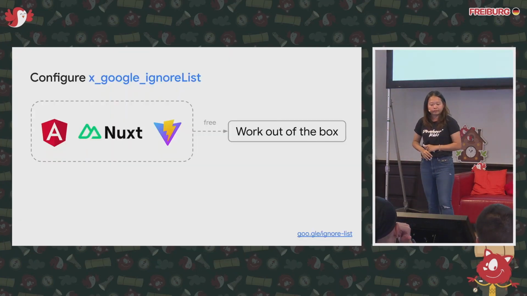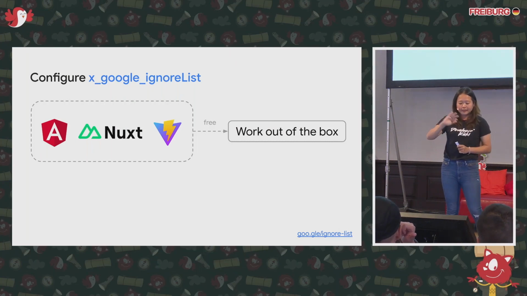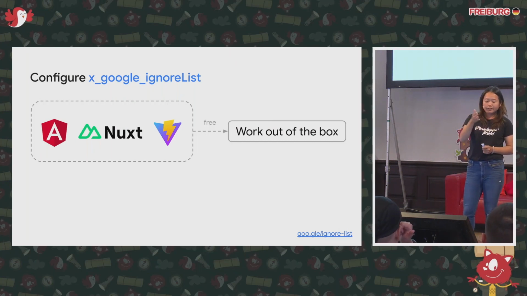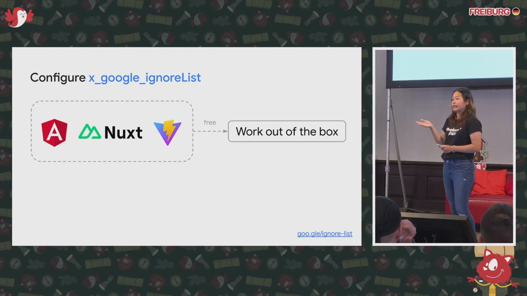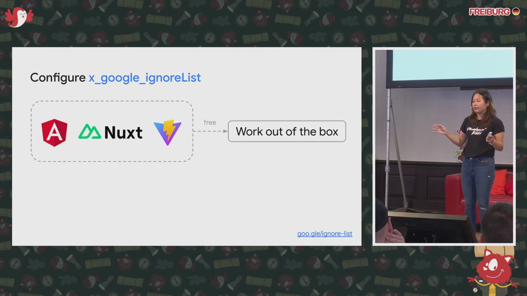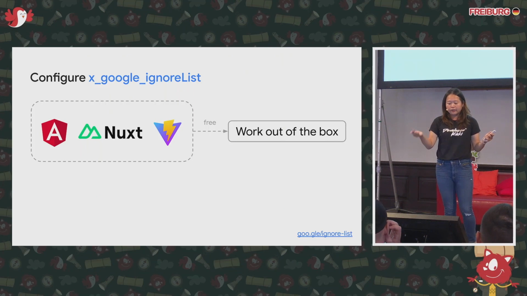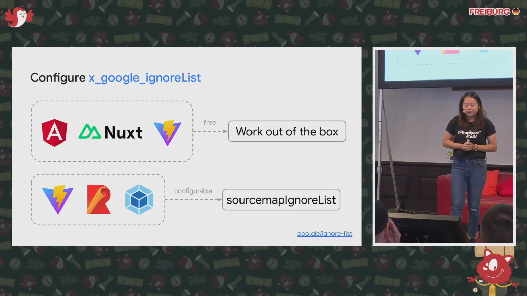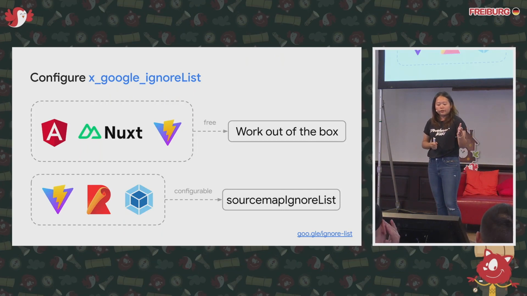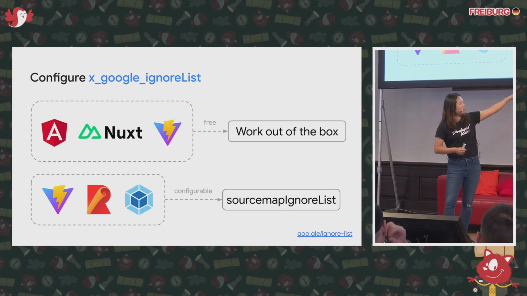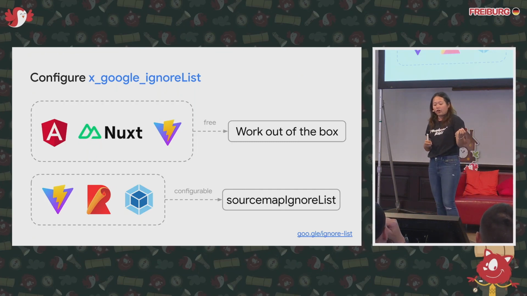The good news is, as I mentioned just now, if you are using Angular, Nuxt, or Vite as your build tool, it already works out of the box. If you use the latest version of Vite or Angular version 16 and onwards, you will get that, and you can see all those things hidden away. Even more, if you're using Vite, Rollup, and Webpack, there are options for you to configure as well. You can click on the link below to see how you can configure it. For Webpack, you need to install a plugin to do that.